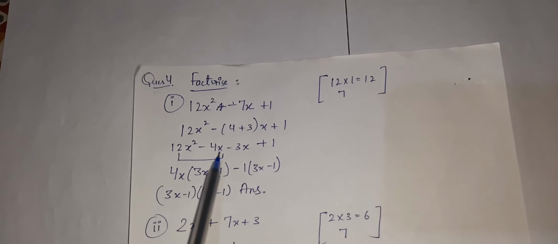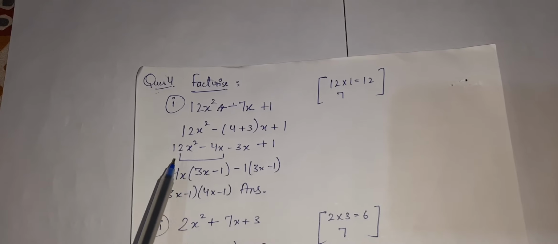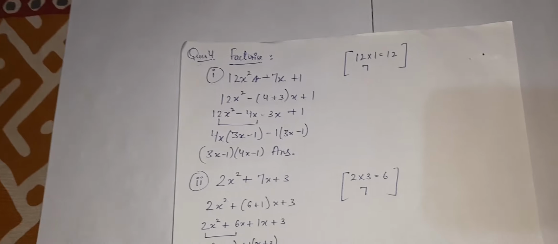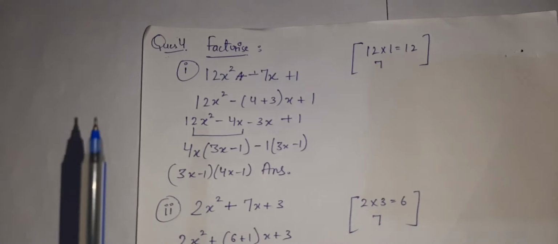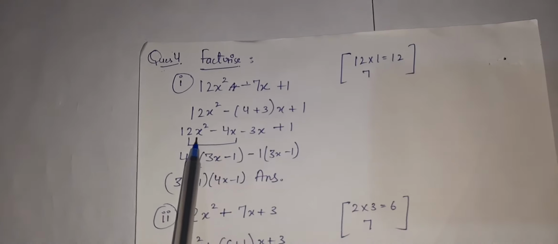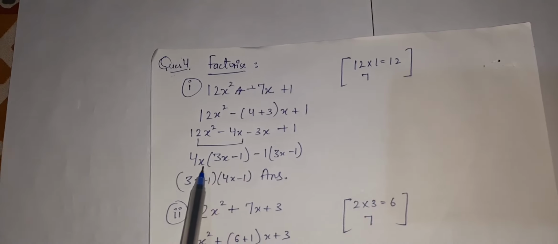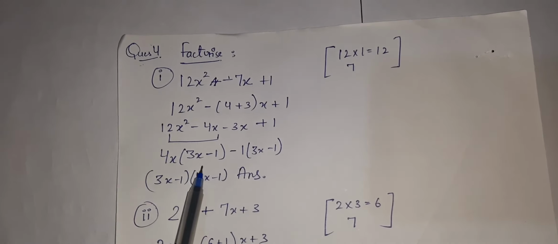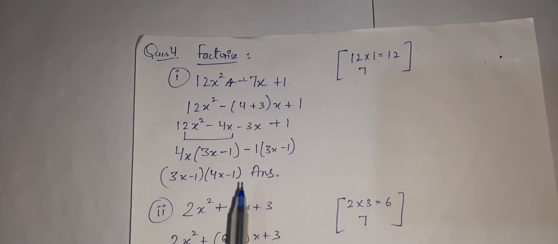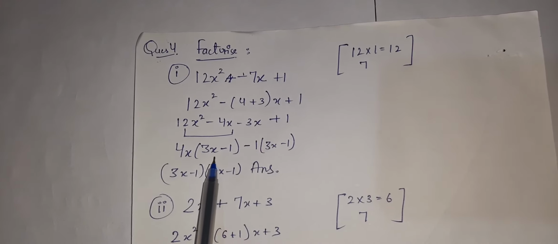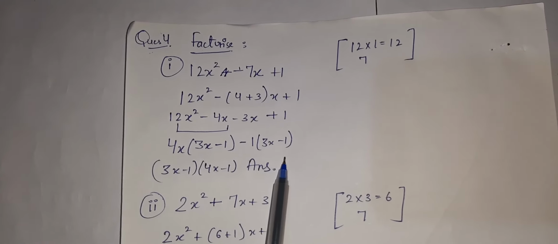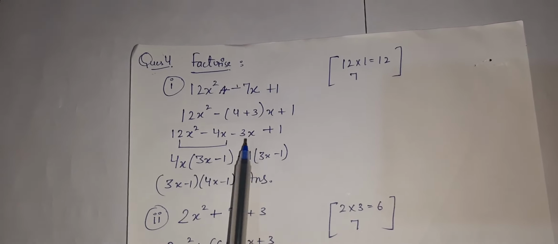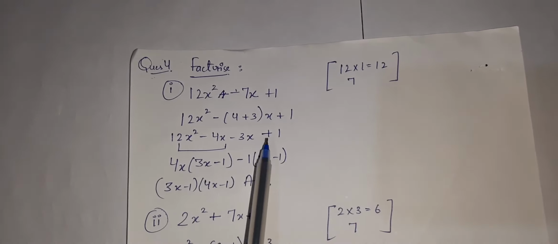Taking common from first two, what will be the common? 4 3s are 12, and in the table of 4, 4 also comes and 12 also comes. I have taken 4 as common. Yes, there are 12x squared and a single x, so I have taken x as common. What is left? 3x minus 1. Whatever is left here, we have to make it here also. It is minus 3x plus 1. I have taken out minus as common. This minus will become plus. This plus will become minus.